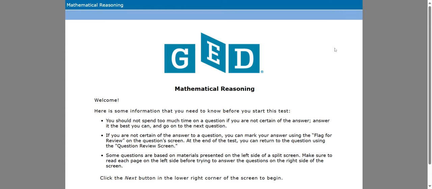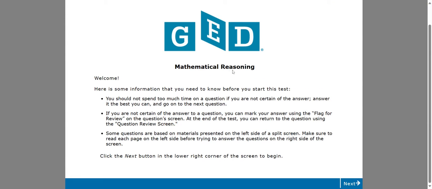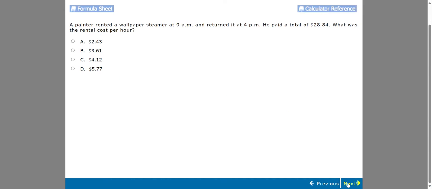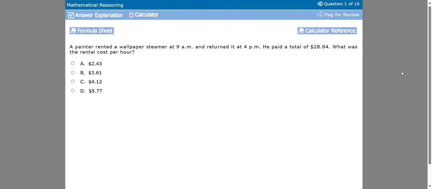Once I hit the GED practice test, they go through what's required with mathematical reasoning. I'm not going to practice the test questions with you, but just so you get an overview of what is on the GED, and to inspire you if you do not have your GED or your high school diploma to take it. So here we see 10 practice questions, and we can go through.